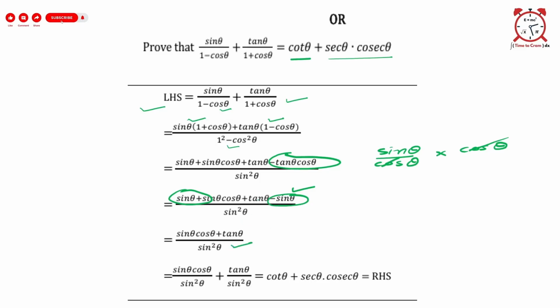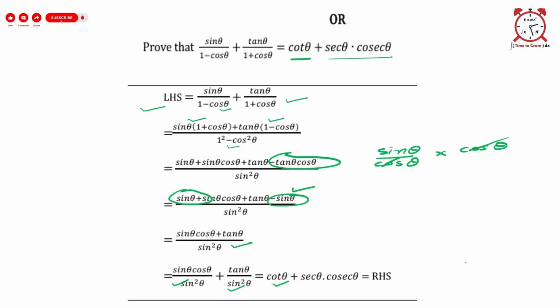Now in the denominator we have written 1 minus cos square theta equal to sin square theta by the trigonometric identity. Now we will give the individual denominator to both the terms of the numerator. So sin theta cos theta upon sin square theta plus tan theta upon sin square theta. Here sin cuts, so in the denominator 1 sin theta will be there. So cos theta upon sin theta equal to cot theta.